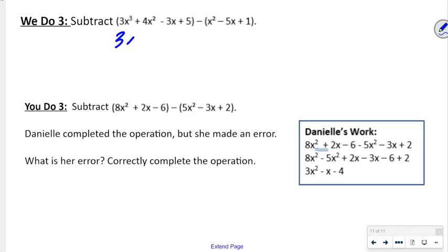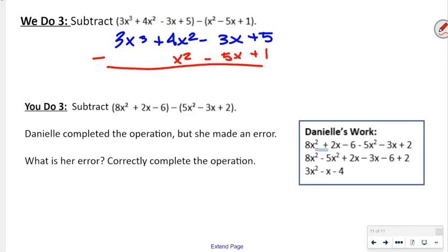Well, notice it's already written in descending order, right? That was nice. And we are going to subtract our x squared minus 5x plus 1. Keeping in mind again, what are we doing with all those signs? Changing that to a minus, that to a plus, that to a minus, right? Then changing that to a plus.